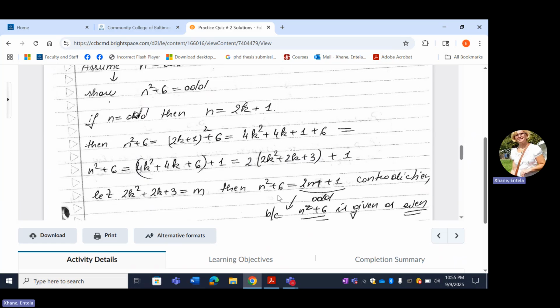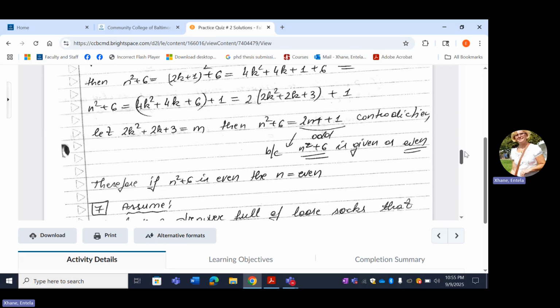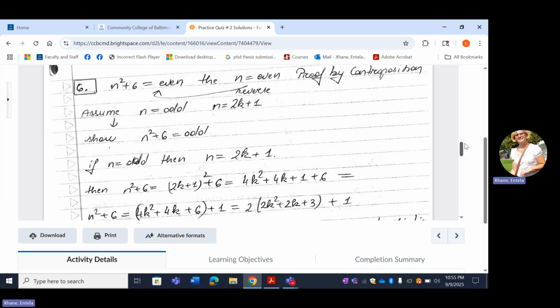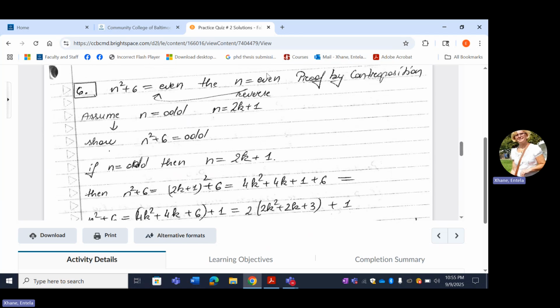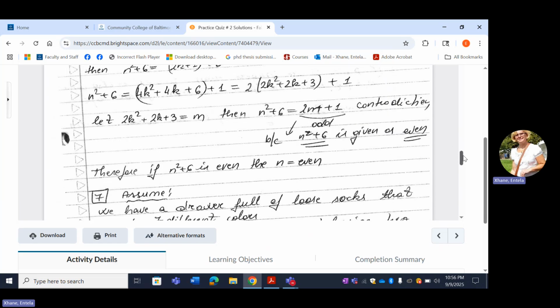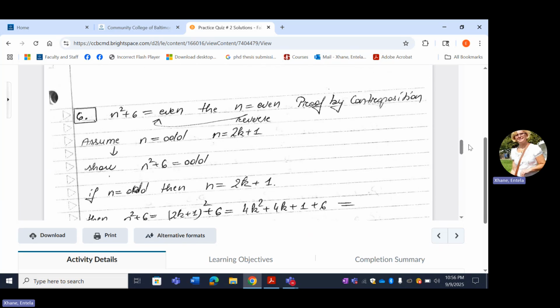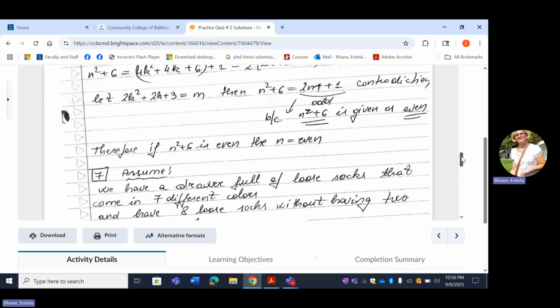So therefore, I got n squared plus 6 is in the form of 2m plus 1, which indeed is not even, but is odd. Knowing that n squared plus 6 is given as even, that's a contradiction that shows that whatever I assumed is incorrect. Remember, I assumed that this n is not even, but is odd. But that is not true. So therefore, n is even. So if n squared plus 6 is even, then automatically we just proved that n is also even.